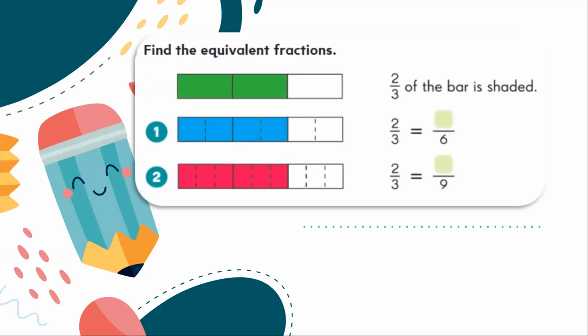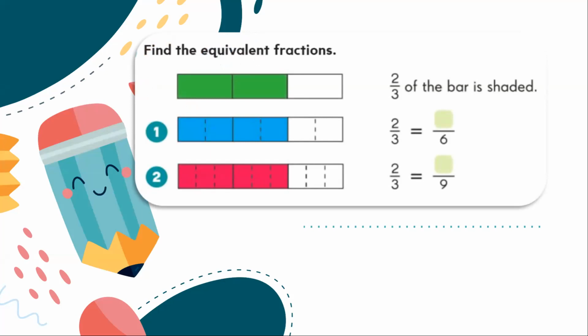Here is another example. I have the first bar. It's divided into 3 equal parts. And the fraction that represents the first shaded parts, we can write as a fraction as 2/3.